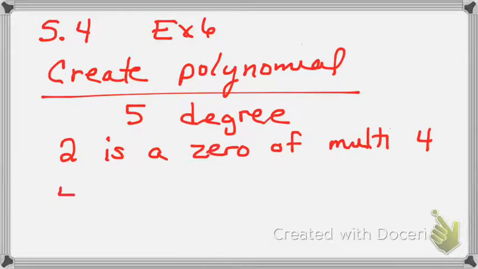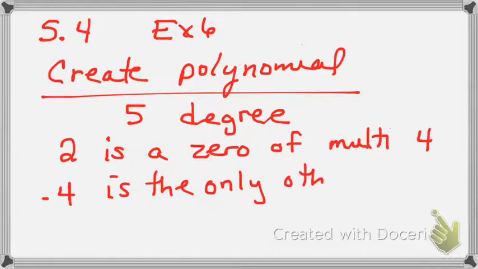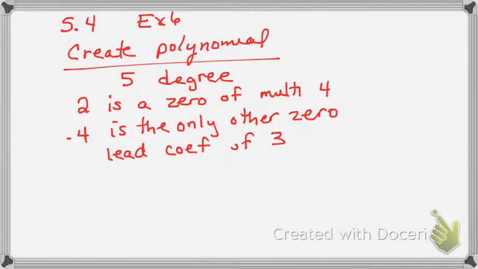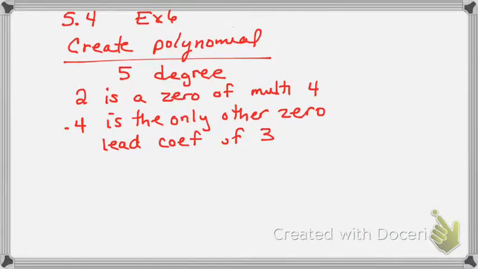Negative 4 is the only other 0. And I have a leading coefficient of 3. Okay, so I have to construct a polynomial with that criteria. Fifth degree, 2 is a 0, multiplicity 4, negative 4 is the only other 0, and I have a leading coefficient of 3. So f of x equals what?